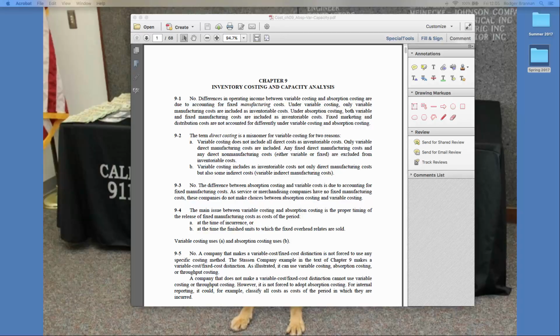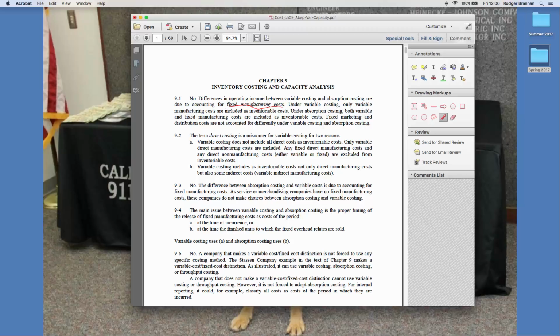All right, we're going to talk about the solutions to this chapter, looking at variable costing versus absorption costing. First and foremost, any differences between fixed and variable costing are attributable not to a generic term of fixed manufacturing cost, but only to fixed manufacturing overhead cost.